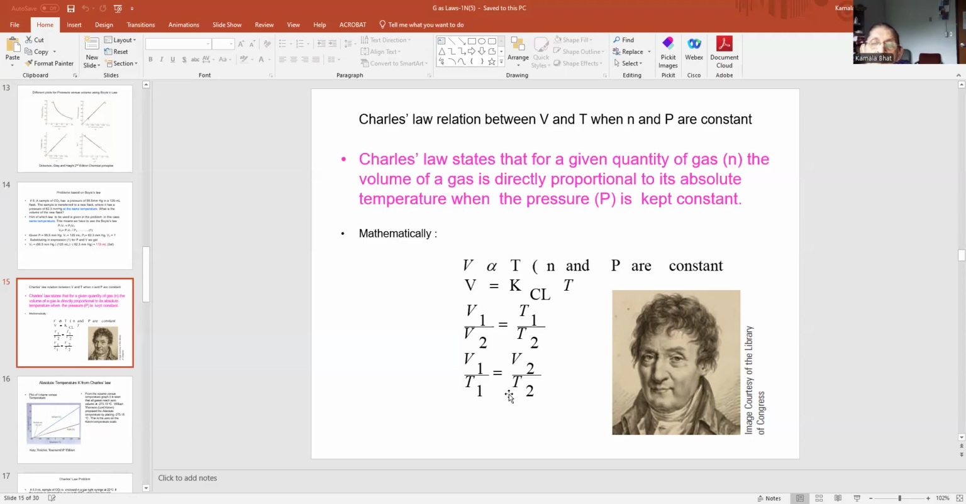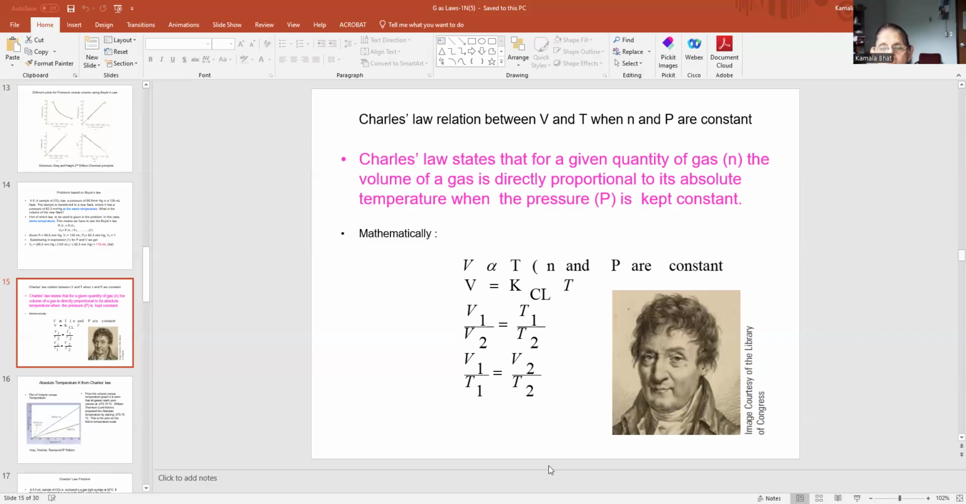So we can say that V is equal to k times the temperature, capital T for absolute temperature, from which we can write V1 over V2 is equal to T1 over T2, or V1 over T1 is equal to V2 over T2. And again, you get four terms. If you know any three of those, and remembering that the temperature must be in absolute units, then we can calculate whatever term you need.